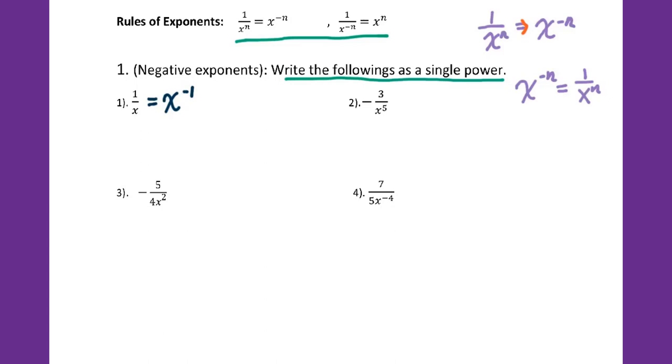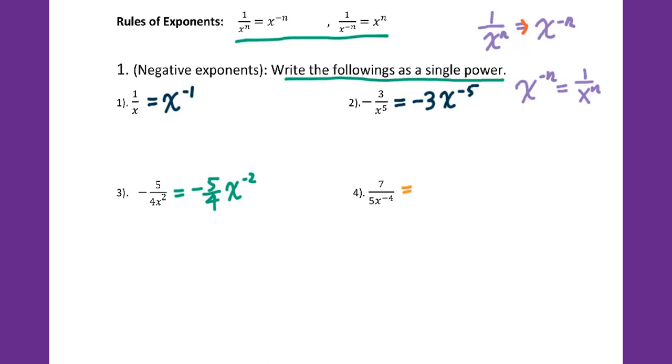For number 2, you will take out the coefficient, that is -3x to the negative fifth power. For number 3, -5/4x squared, we know the coefficient is -5/4. Then you do x to the negative second power.